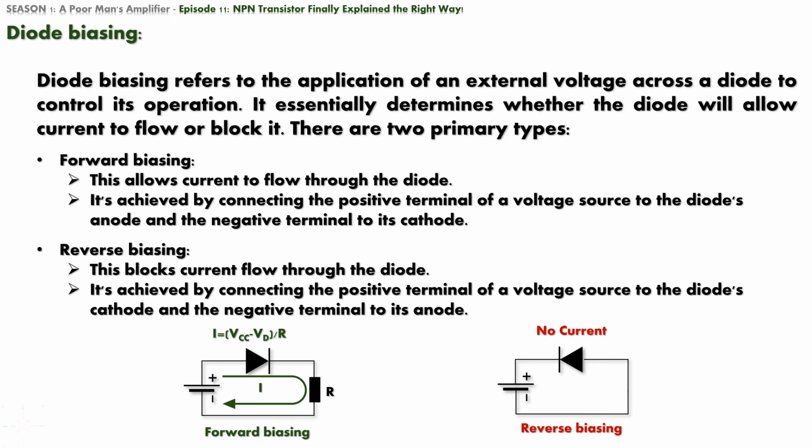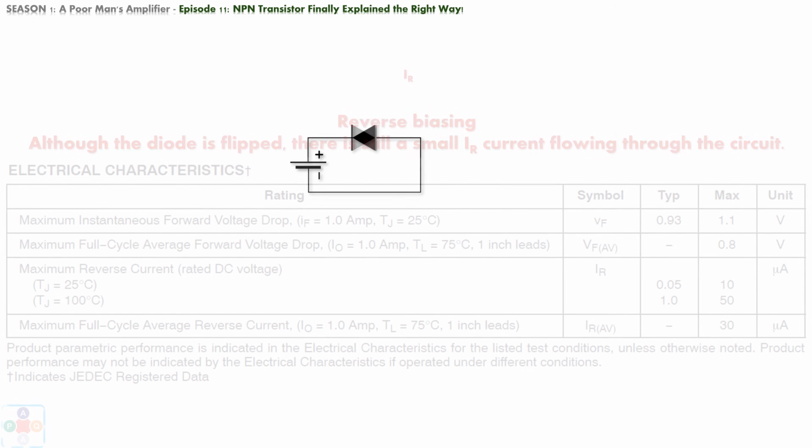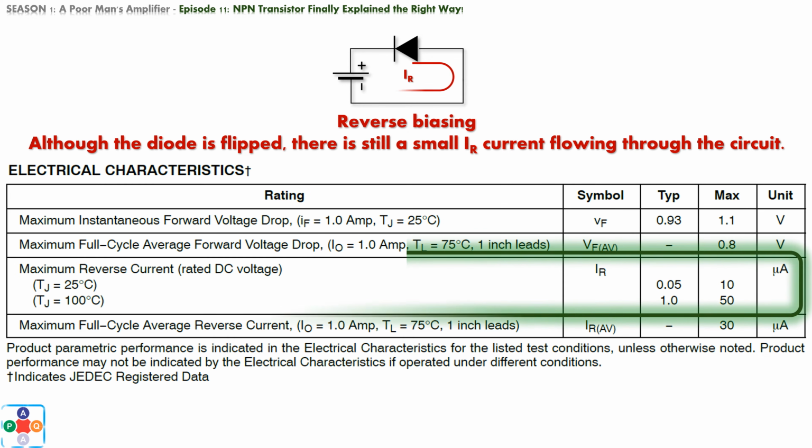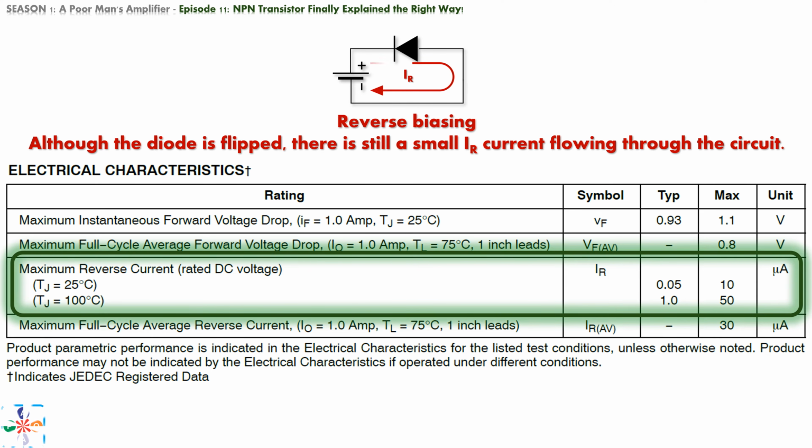However, in the real world, there is no such thing as an ideal component, hence, there is no ideal diode. If you flip the diode, there is still a small current flowing through the circuit. That current is called reverse current, or I_R. For a common rectifier diode, this current is in the range of 10 to 50 microamperes. We can check the datasheet for the details. Now, you may wonder, what has this all got to do with transistors and base cutoff current?